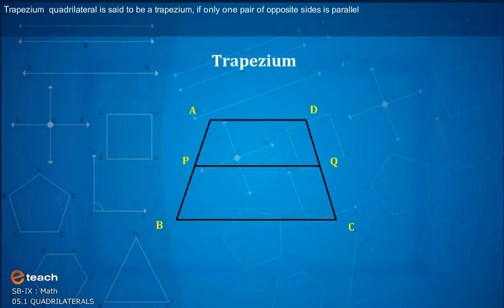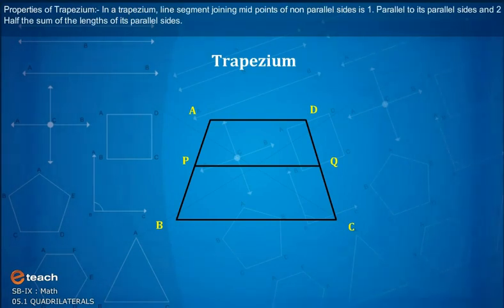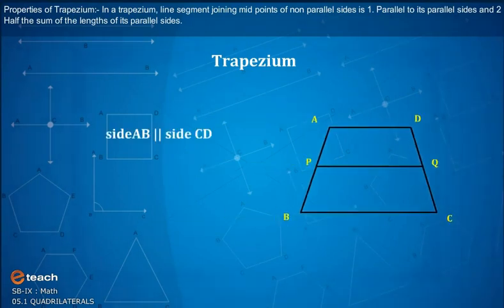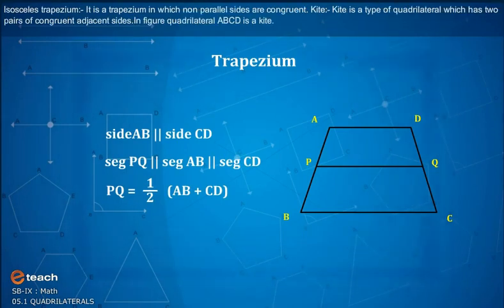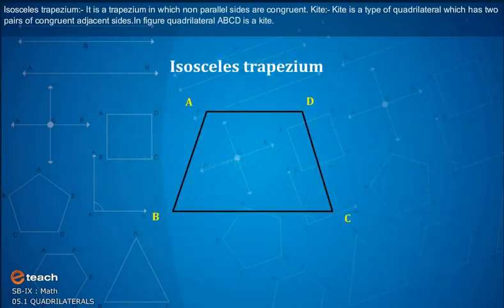Trapezium. A quadrilateral is said to be a trapezium if only one pair of opposite sides is parallel. Properties of trapezium. In the trapezium, line segment joining midpoints of non-parallel sides is 1. Parallel to its parallel sides, and 2. Half the sum of the lengths of its parallel sides. Isosceles trapezium. It is a trapezium in which non-parallel sides are congruent.